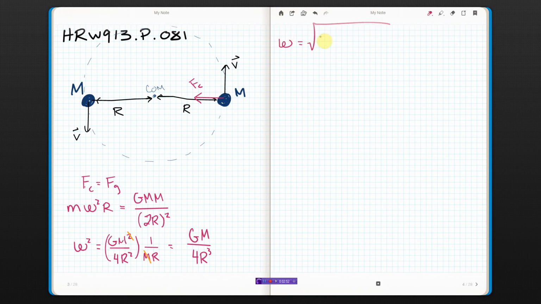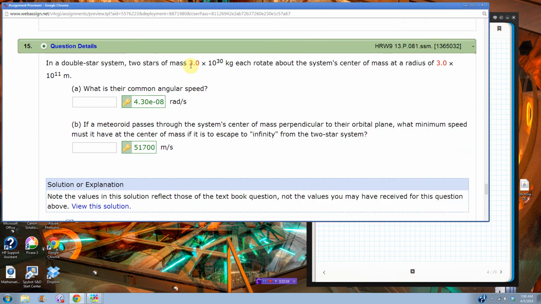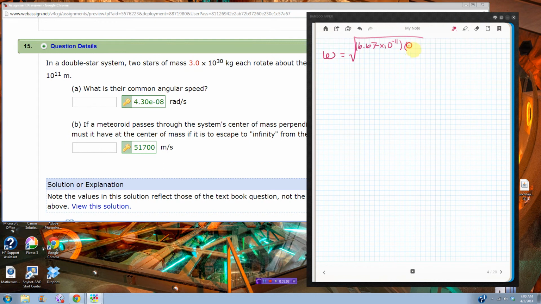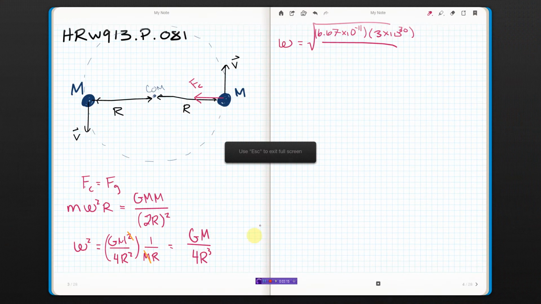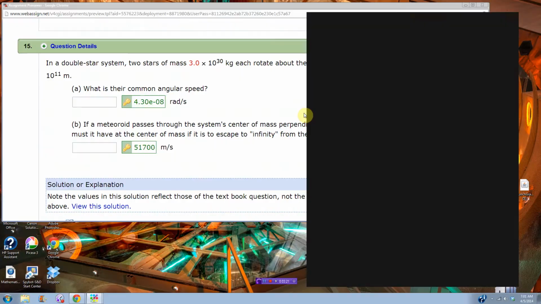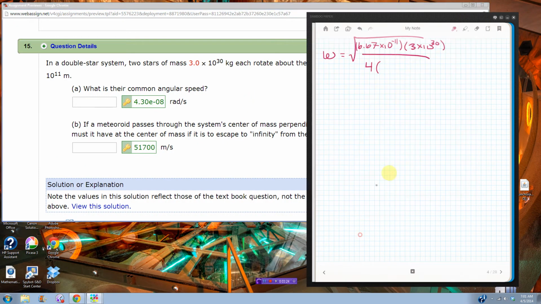So we got our G is 6.67 times 10 to the negative 11th. M is in the problem somewhere. Mine is 3 times 10 to the 30th. Yours might be different, so be careful. 4r. My r is 3 times 10 to the 11th. Yours might be different. Don't forget to cube it. Alrighty. Put all that into the calculator.